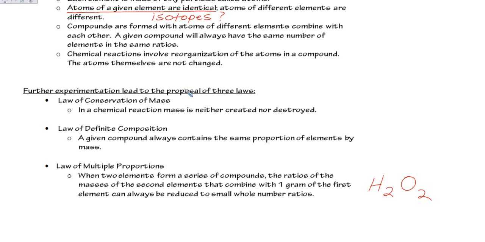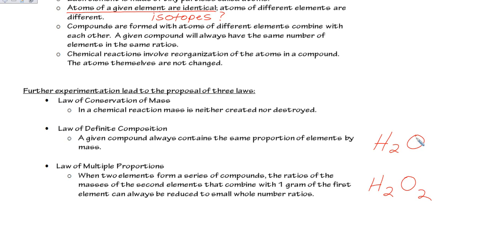The law of definite composition says that a particular compound will always have the same proportion of elements by mass. So, for example, if I have water, H2O, if I were to calculate the percent composition of hydrogen and oxygen, that should always be the same. If the composition is definite, it means it's not changing. If water always has 2 hydrogen and 1 oxygen, it should have the same percent composition by mass.